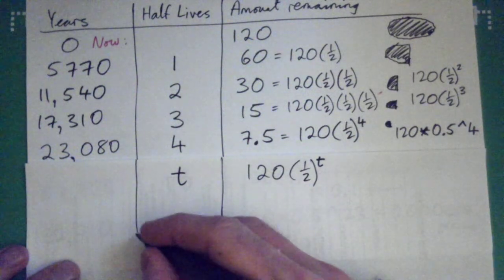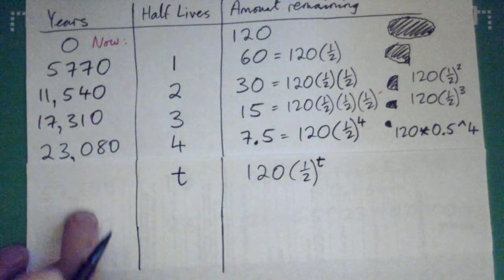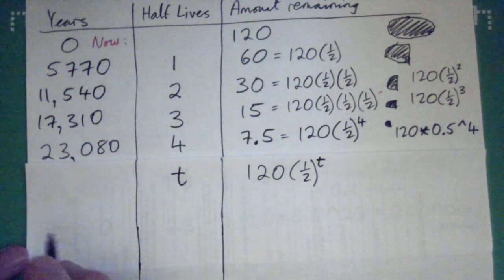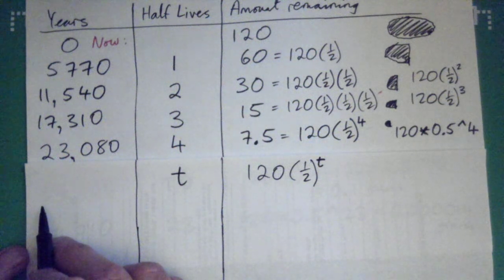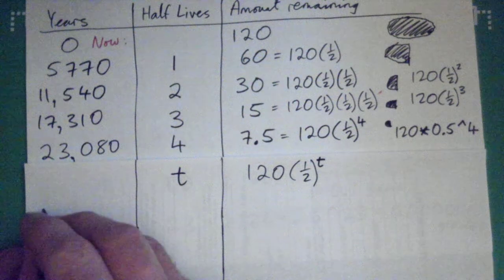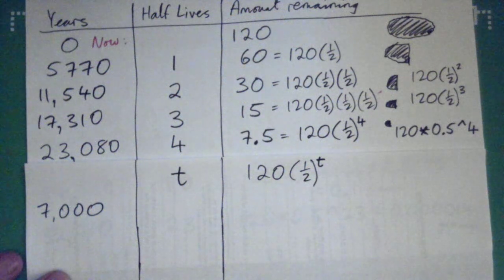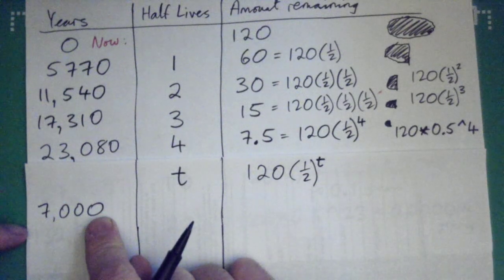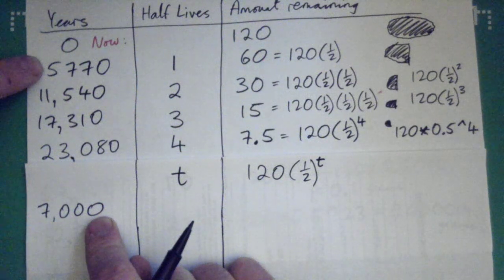Now, the next thing we need to do with this is go, well, hold on a second. What if the years don't line up beautifully like they have been doing, right? What if we had an amount of years that was something like, let's say 7,000 years, right? Now, 7,000 years is how many half-lives? It's more than one, isn't it? Because one half-life is 5,770 years, isn't it?